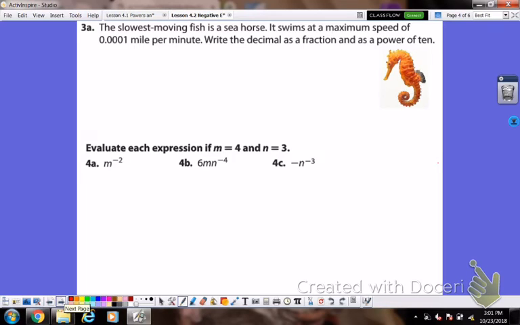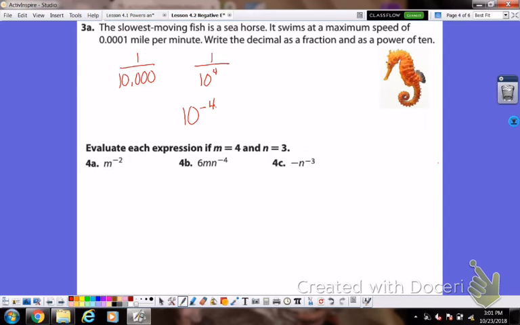Alright, some word problems. The slowest moving fish is a seahorse. It swims at a maximum speed of 0.0001 miles per minute. Write the decimal as a fraction and as a power of 10. Okay, well, 0.0001 we would read as 1/10,000. So there's our fraction. Now, how could I rewrite 10,000? That is the same as 1 over 10 to the fourth. 10 to the fourth is 10,000. So then as a power of 10, using our negative exponent knowledge, we would rewrite that as 10 to the negative fourth.